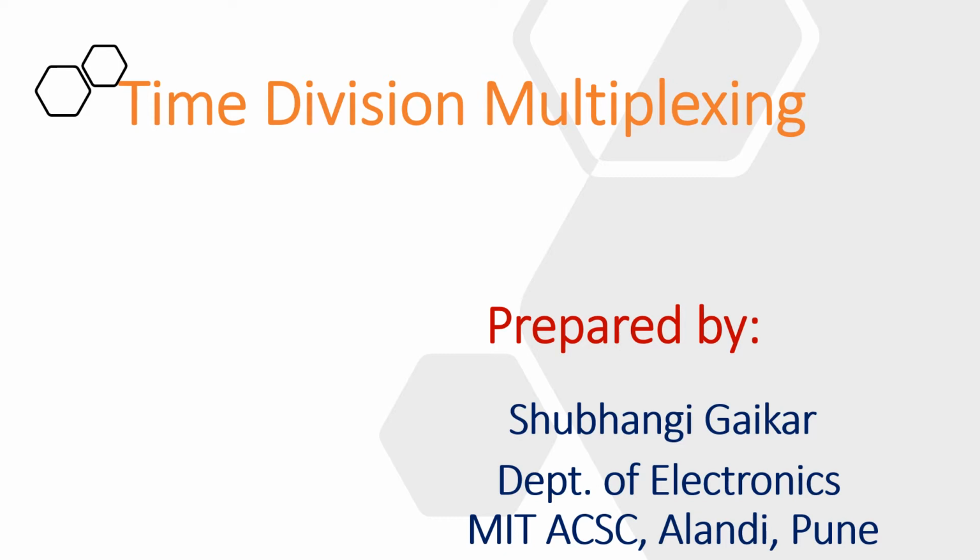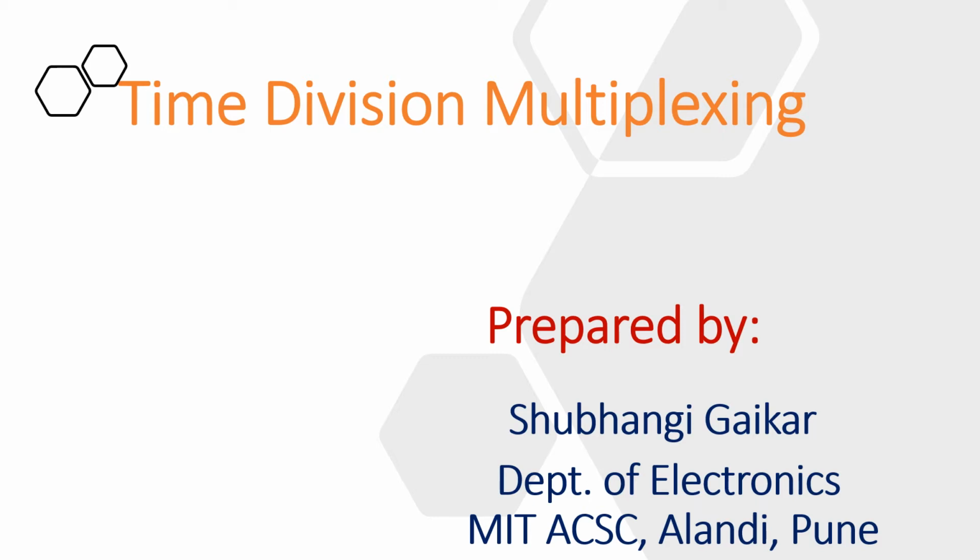So in TDM, multiple signals are transmitted in different time slots. Each signal can occupy the entire bandwidth of the channel. However, each signal is transmitted for only a short interval of time. So whatever signals are transmitted in TDM, they are transmitted turn by turn.